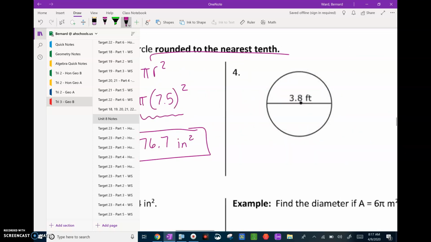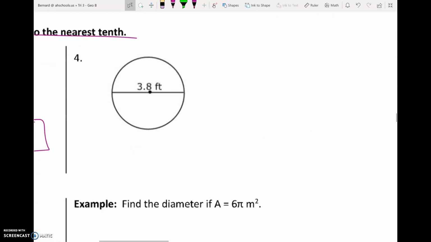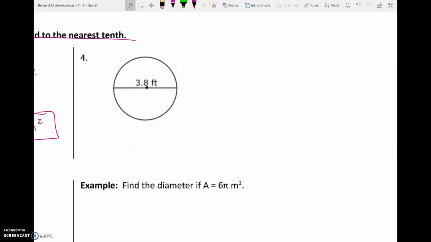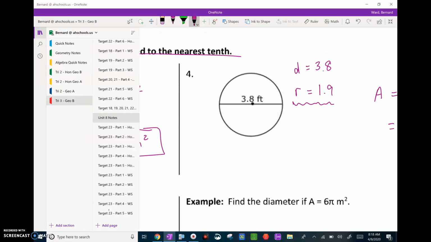All right, one more problem real quick. This one is the same deal as the last one, but again, just like before, this time we know our diameter. Our diameter is 3.8. Our radius is half that, so let's divide it by 2. 3.8 divided by 2 is 1.9. So we want to work with the 1.9. And so our area will be pi times our radius, which is 1.9 squared. And then again, we'll just type all that into our calculator.